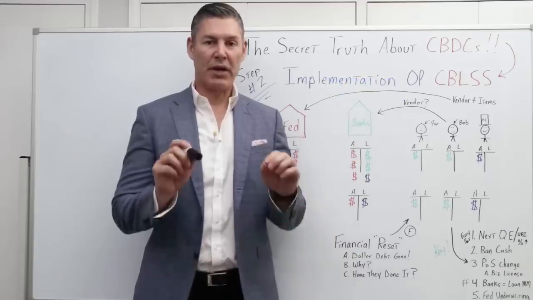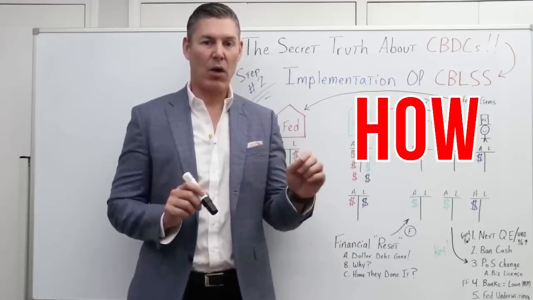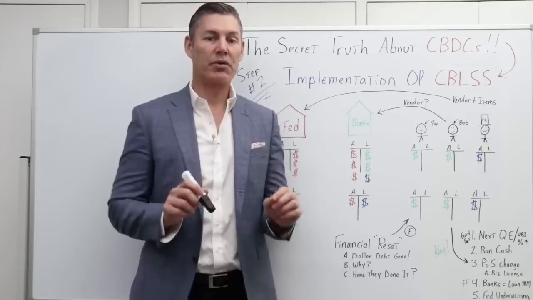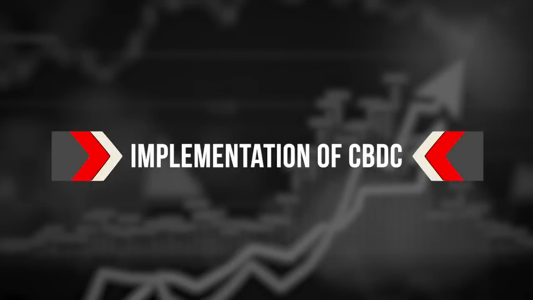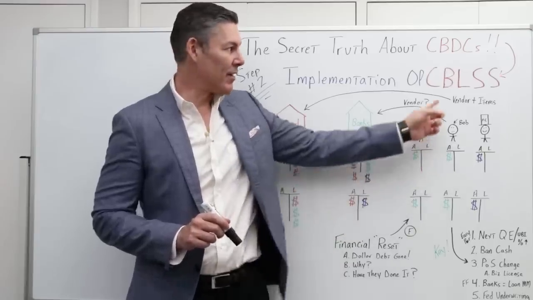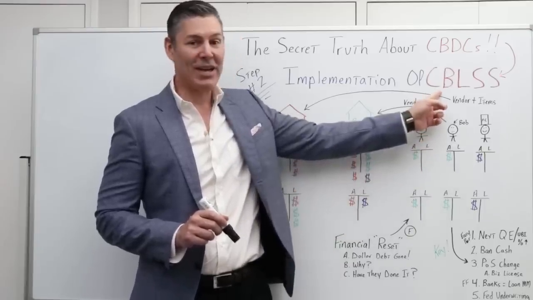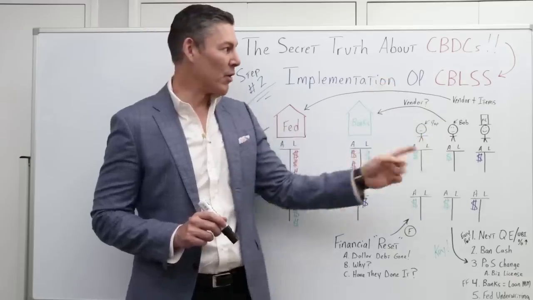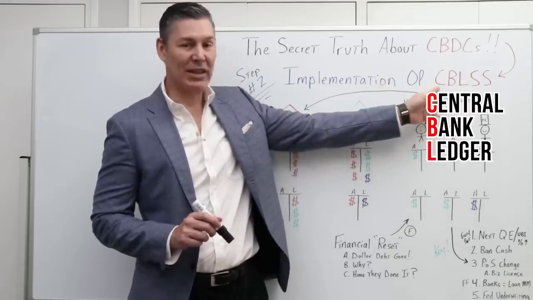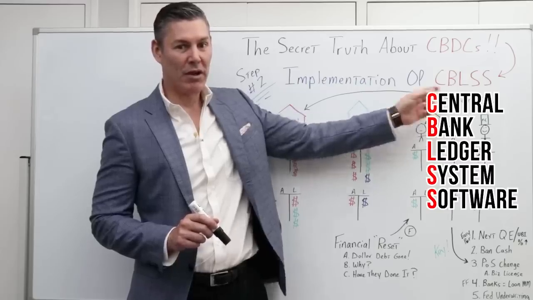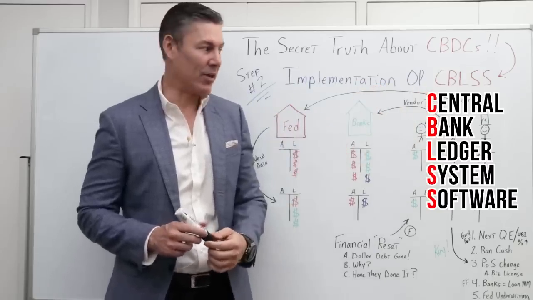Step number 2. Now let's go over how the central planners and the authoritarians will most likely implement the central bank digital currency, or better said, the CBLSS. That's what I'm calling it from now on: the Central Bank Ledger System and Software. A much more accurate title.